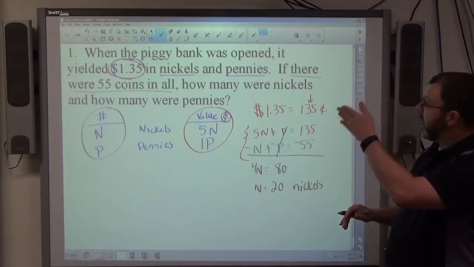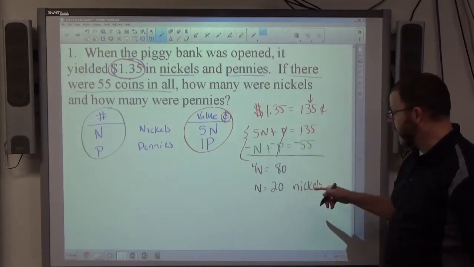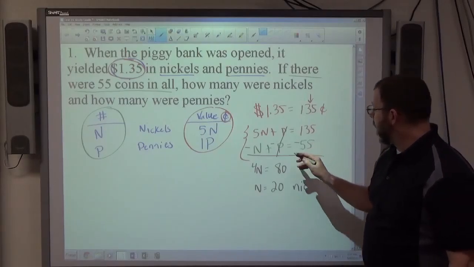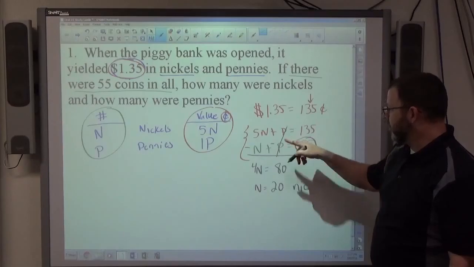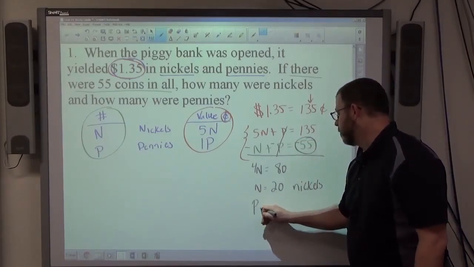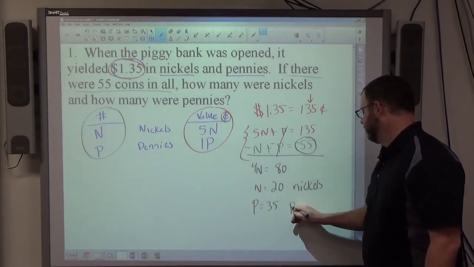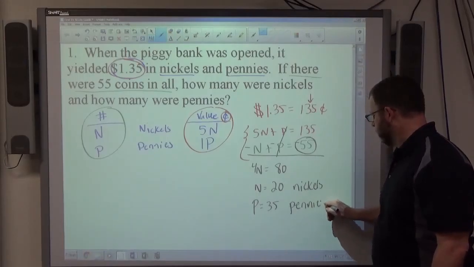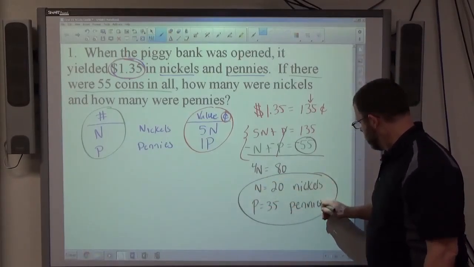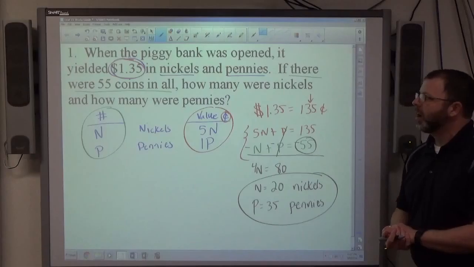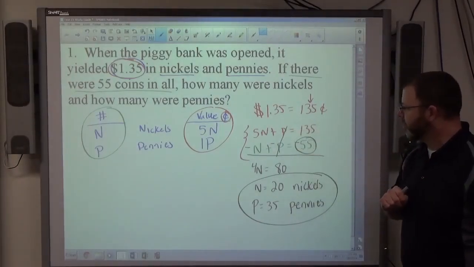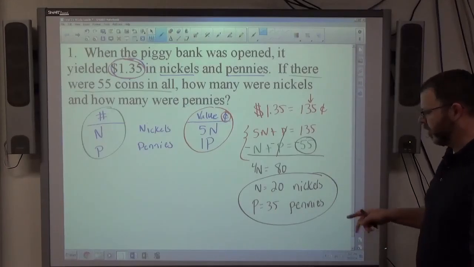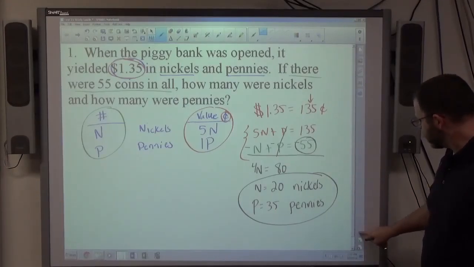The question asks how many were nickels and how many were pennies, so we got the number of nickels. If I go back to the fact there's 55 coins, and 20 of them are nickels, that means the other 35 would have to be pennies, so p is equal to 35 pennies. Okay, so expect it to be a coin problem. I'll give you the value, I'll give you the number of coins, so the structure of the system should be like this, and you should expect to get whole number answers.